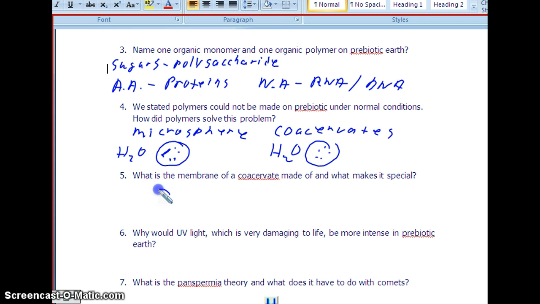But what's neat about this membrane is it is made of a lipid. And if you know about our cells, they are phospholipid bilayers. With this being a lipid, it could have been the first start of making a cell. And what makes this also interesting is it is selectively permeable.